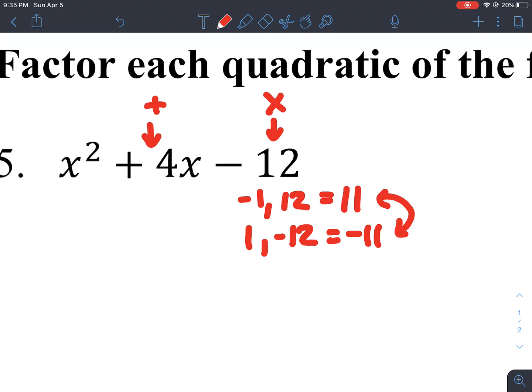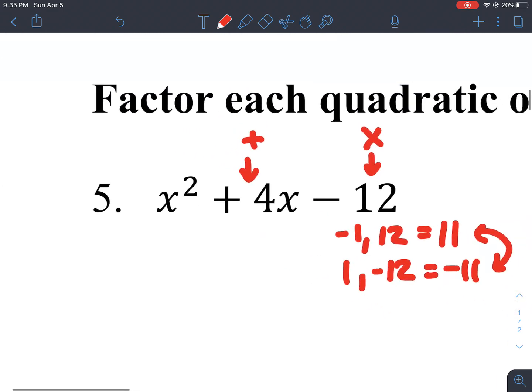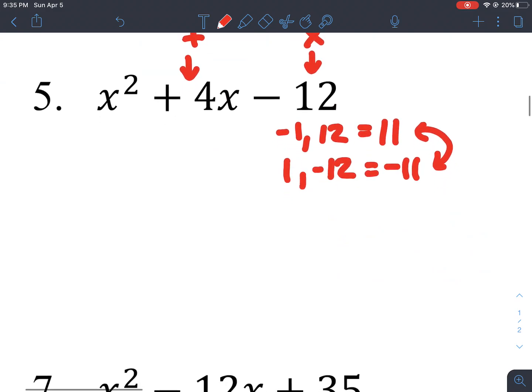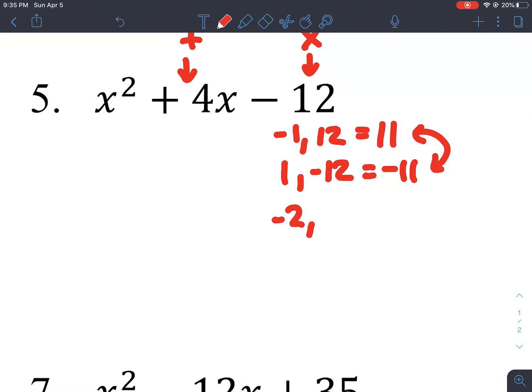So rather than checking every single combination, I'll just check one pair of positive and negative. And if I end up getting a negative 4 when I want positive 4, I know I just need to flip whichever one has the negative. Okay, so my next option would be negative 2 times 6. Negative 2 times 6 is negative 12. Negative 2 plus 6 is positive 4. Perfect, there's my answer. So the two factors are negative 2 and 6.